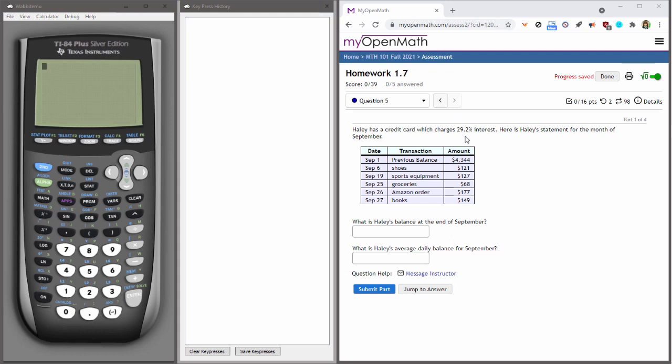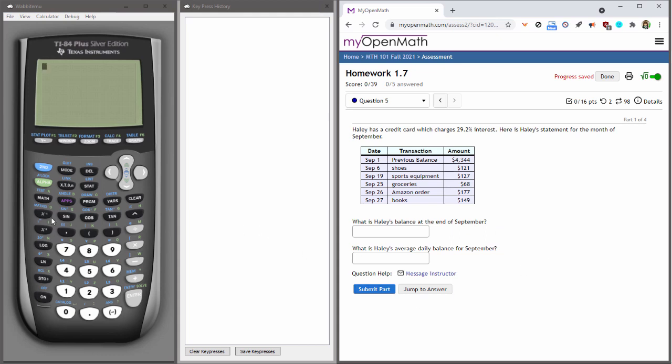In fact, this problem brings together all of the things that we've learned how to do with credit cards, and even throughout this portion of the unit about loans and making payments. So the first thing we need to do, Haley has a credit card which charges 29.2% interest. We'll have to remember this for later. And we're looking at Haley's statement for September. The first thing we're asked to do is find Haley's balance and average daily balance.